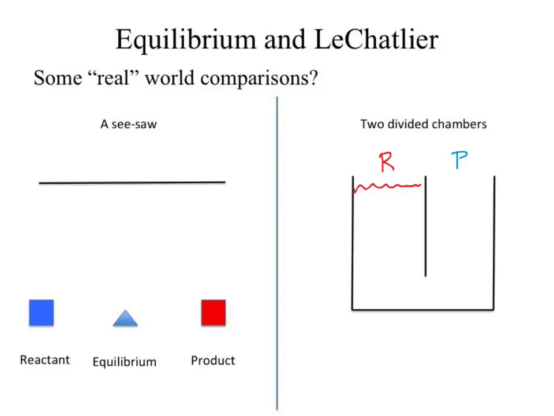So what we've now done is put in a liquid into our reactant chamber. What is that liquid going to do? It's going to fall and do what? It's going to rise up on the product side. Where is it going to stop? When both sides are equal.